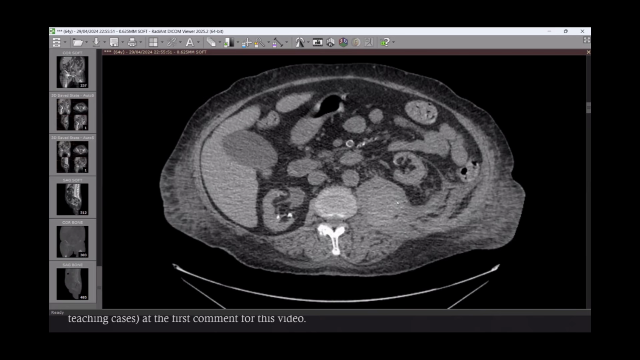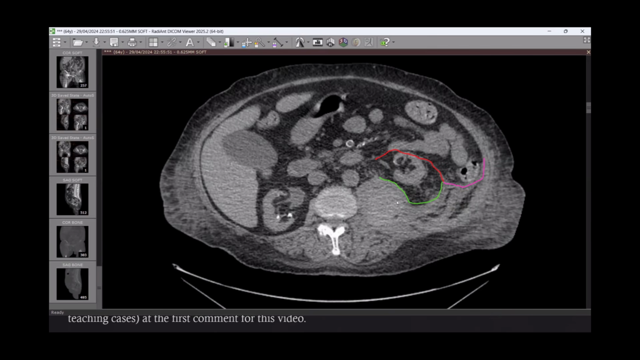What is this line? Anterior renal fascia, Gerota's fascia. And what is this line? Posterior renal fascia, Zuckerkandl's fascia. And what is this line? Lateral conal fascia.